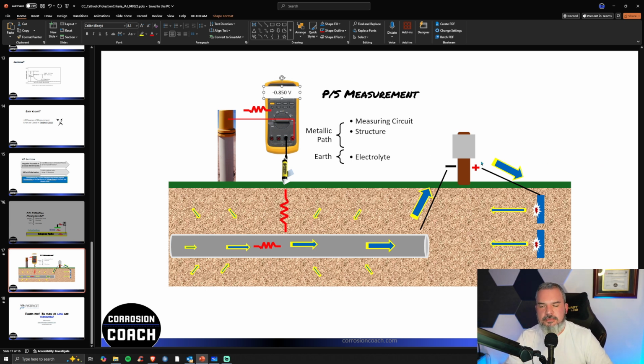That's the structure. Then we have the earth that we have to talk about. Well, the earth acts like a resistor as well. And we've got current traveling through that resistor. A gradient or a voltage drop is simply I times R, current times resistance. Current traveling through a resistor, that's a voltage drop. So anytime we have current traveling through the earth, we are increasing the error in this measurement that we take.